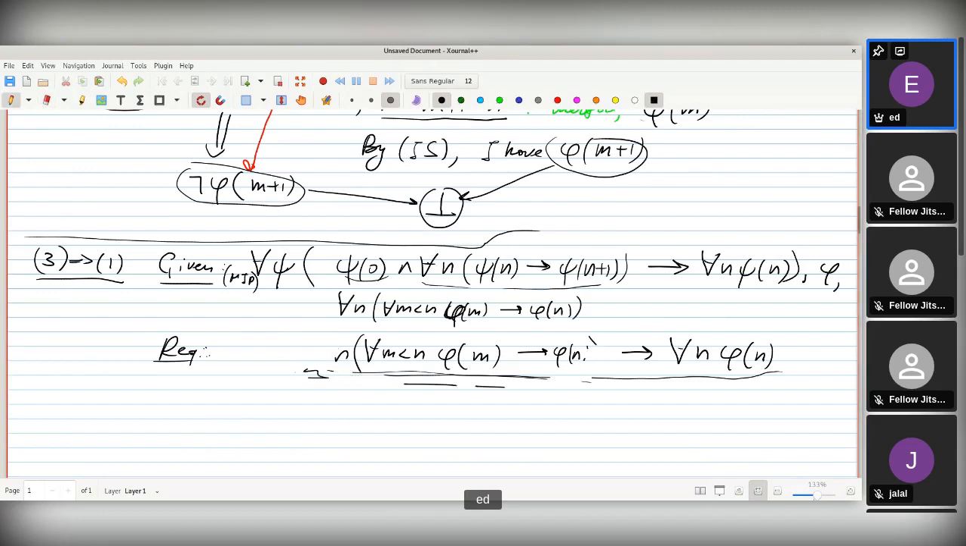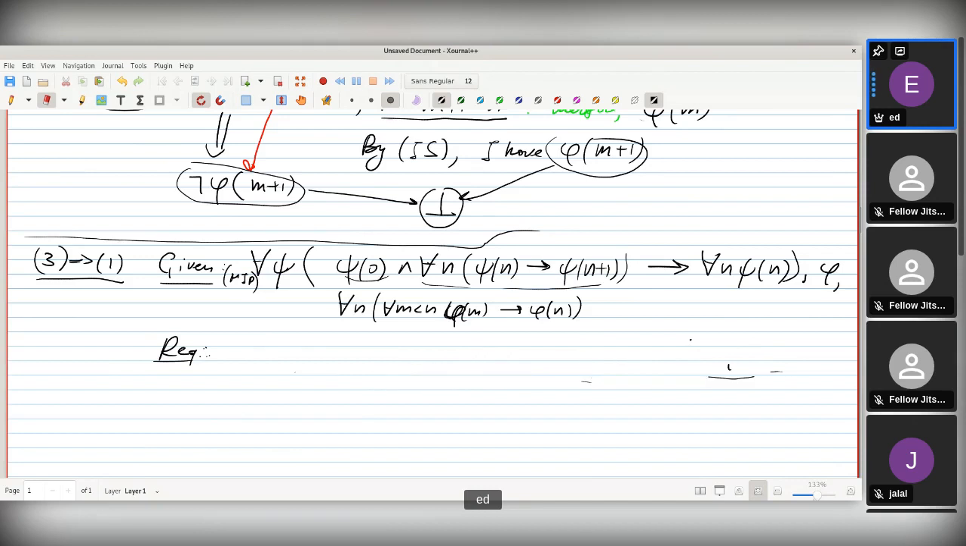So now, the only thing that remains to be proved is this one. For every n, phi of n. By the way, notice that this statement is exactly what we called progressiveness of phi. It says that phi is progressive. Is it clear so far?